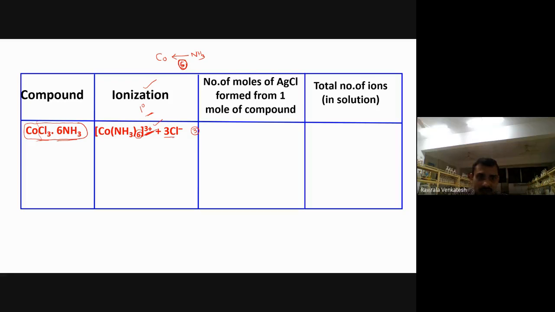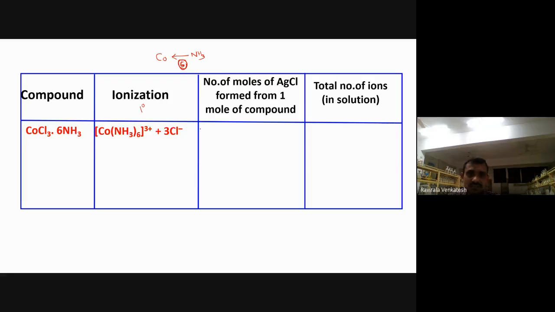Now you got an idea, no? What is primary valency? What is secondary valency? Primary valency is nothing but oxidation state. Secondary valency is nothing but the coordination number here. Now here we discuss one more thing also: how many moles of AgCl are formed from 1 mole of compound? That also we complete this one.